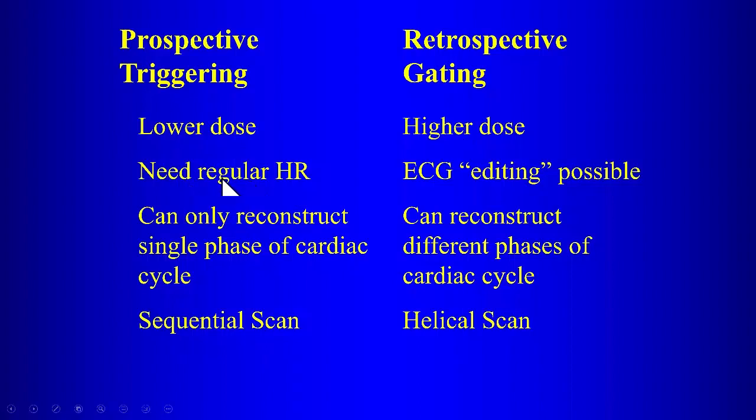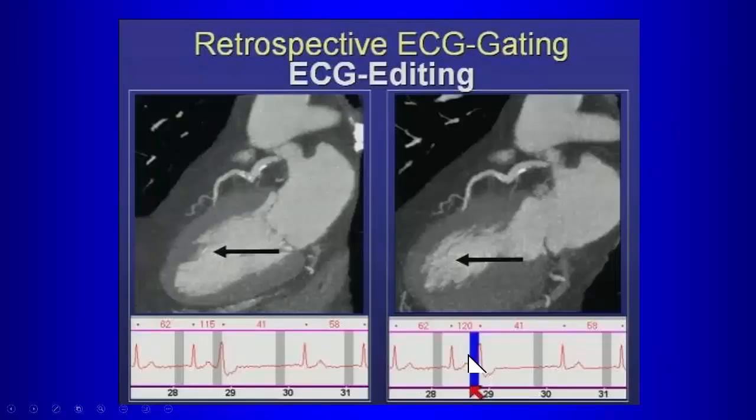You need regular heart rate for prospective gating. You need to be able to predict when the next heartbeat is going to be. If you have an arrhythmia, then you would prefer to use retrospective gating because you can do ECG editing. We'll talk about that in a second. There's a lot of redundant data when you do retrospective gating. You can erase an irregular heartbeat from your data set. You can only reconstruct the phase that you scanned at in prospective. You can reconstruct any phase in retrospective. And this is a sequential scan, meaning that you point and shoot, acquire your images, table moves, acquire your next set, whereas this is with a helical scan.